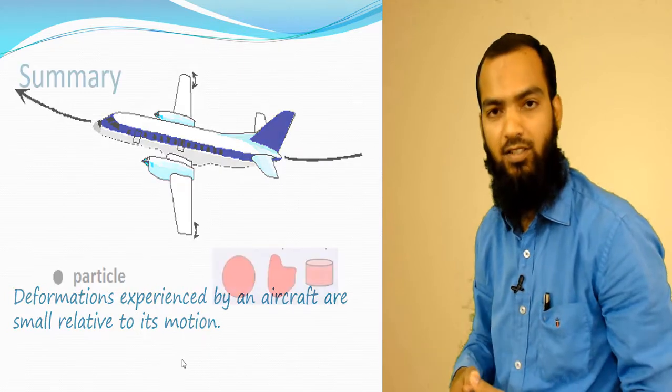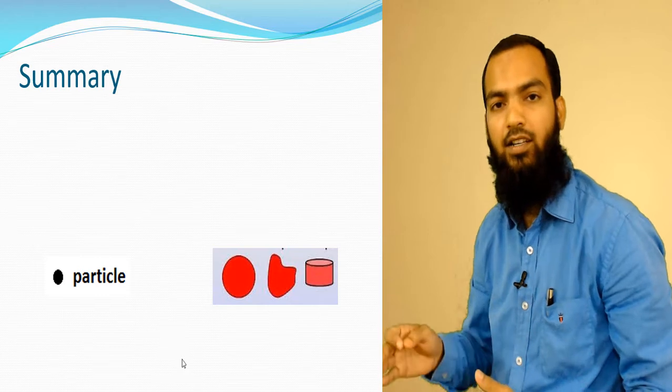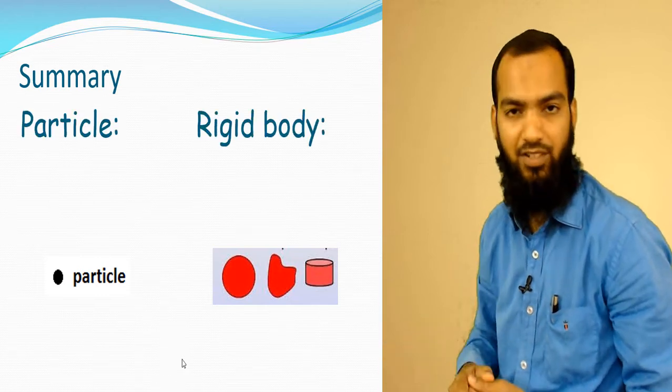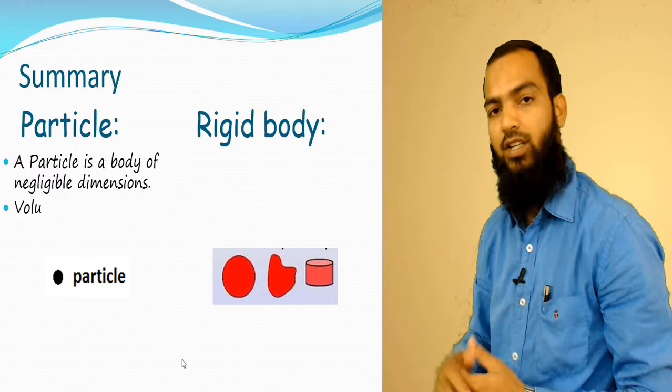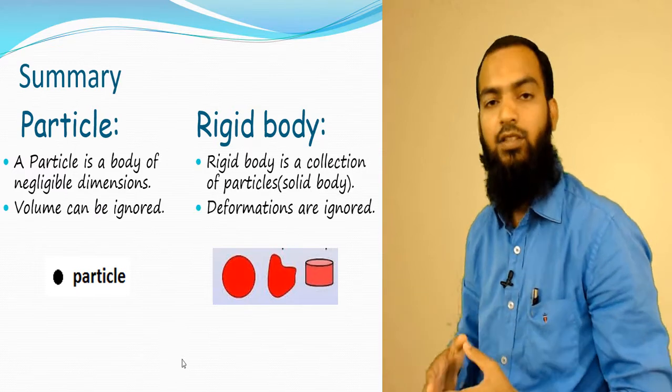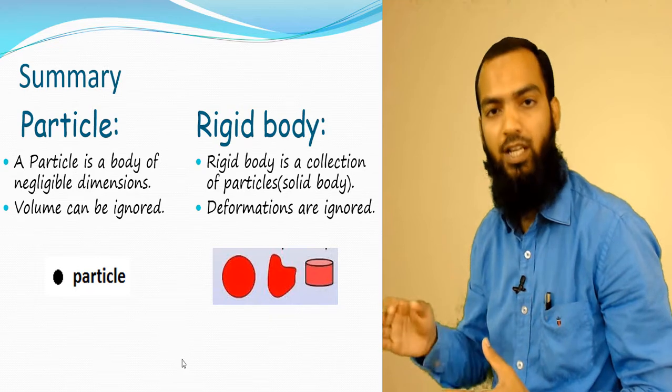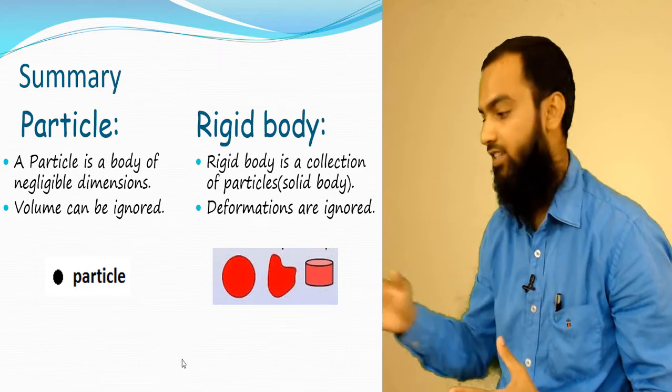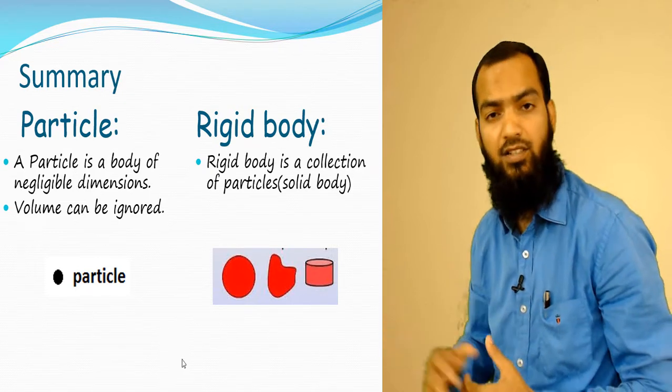Now let us summarize this lecture. A particle is a body of negligible dimensions, whereas a rigid body is the collection of particles, a solid body. In particles, volume can be ignored, whereas in a rigid body, deformations are ignored.